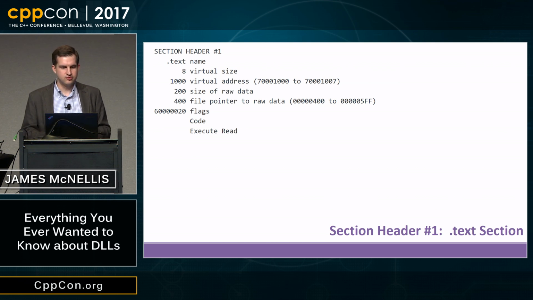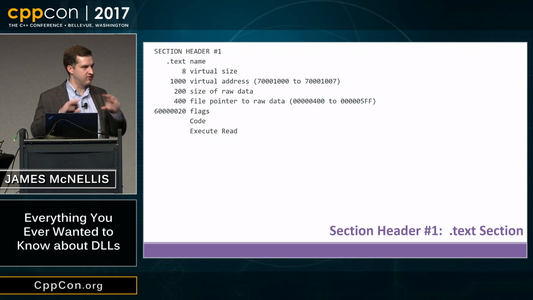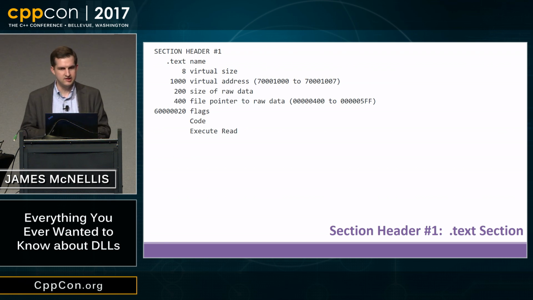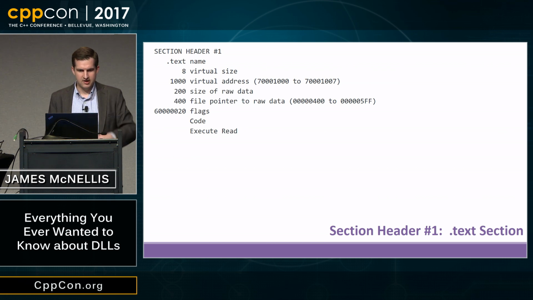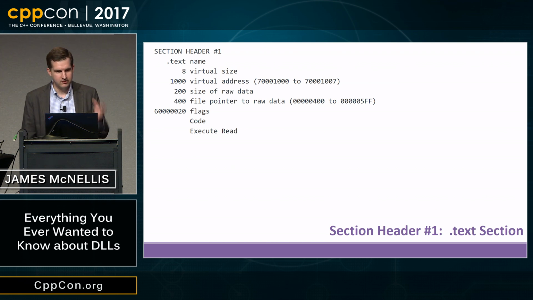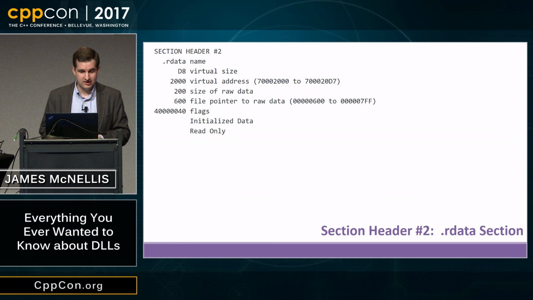We can see here the virtual address. This is the RVA where this section will be located when the DLL is loaded. And then we can see the virtual size, which is the number of bytes that are actually contained here. There's only 8 bytes of code in this DLL. And then some other information about how it's laid out in the file. The second section is an RData section, which contains read-only data.